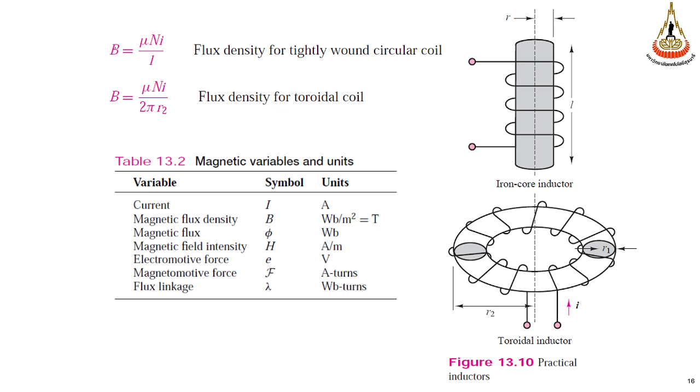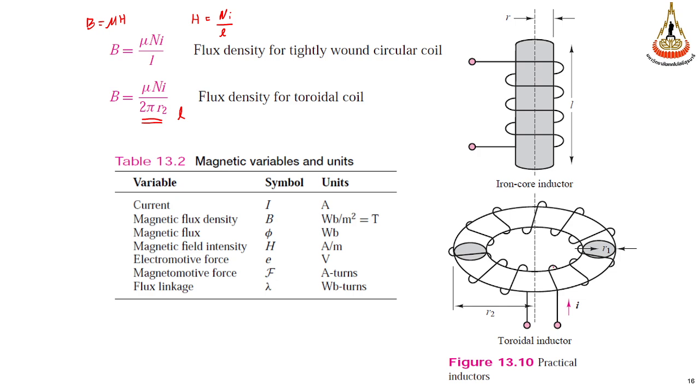And then B equals mu H. For the flux density of a tightly wound circular coil, with length L, B is what? H is Ni divided by L here. Therefore, B is mu H, which is mu Ni divided by L. And for the toroid here, we have L as 2 pi r, right? This is L. It's mu Ni divided by L also.